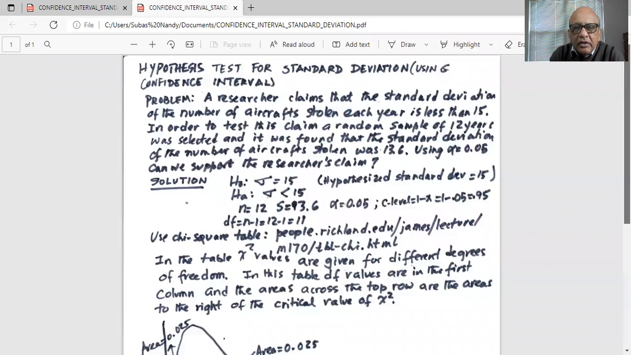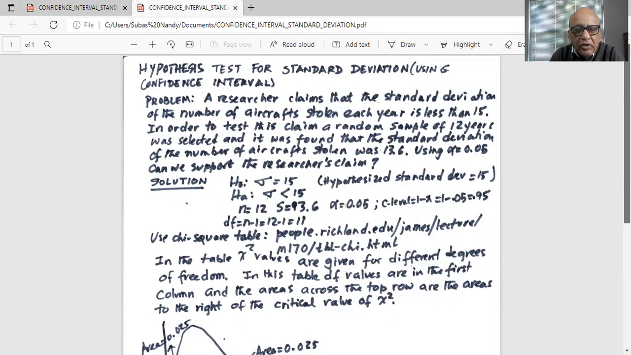So the problem is, a researcher claims that the standard deviation of the number of aircraft stolen each year is less than 15. In order to test this claim, a random sample of 12 years was selected, and it was found that the standard deviation of the number of aircraft stolen was 13.6. Using alpha equal to 0.05, can we support the researcher's claim?